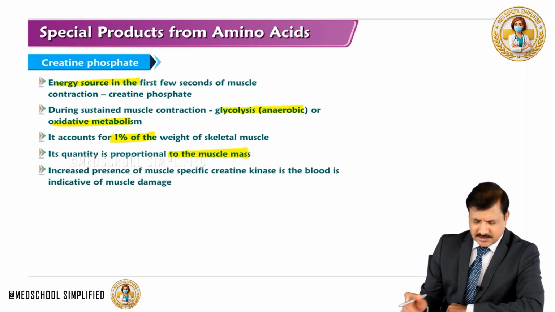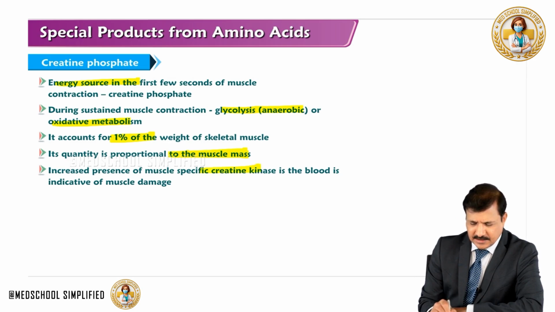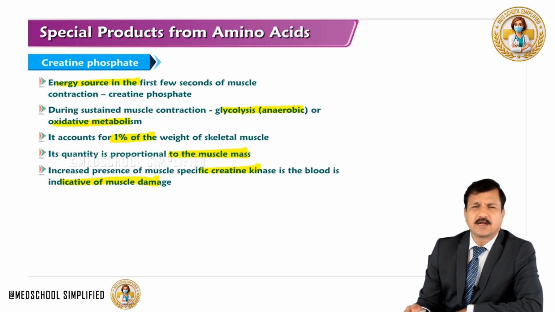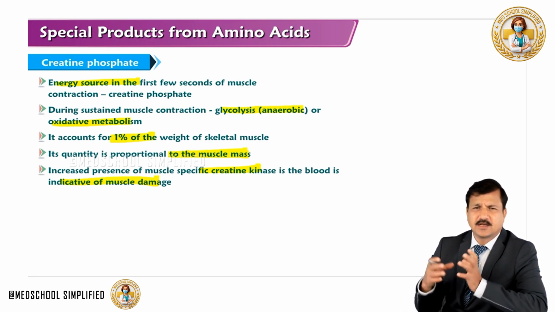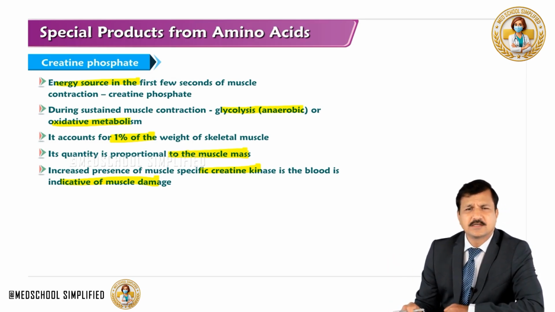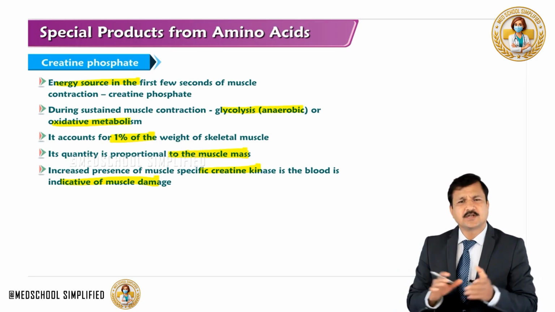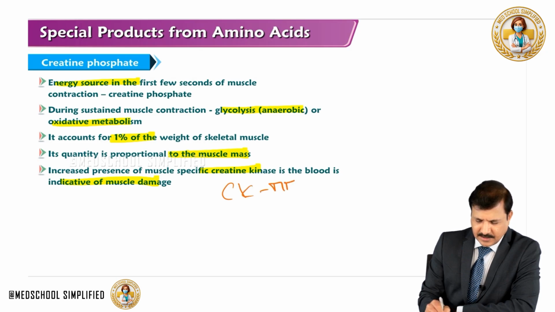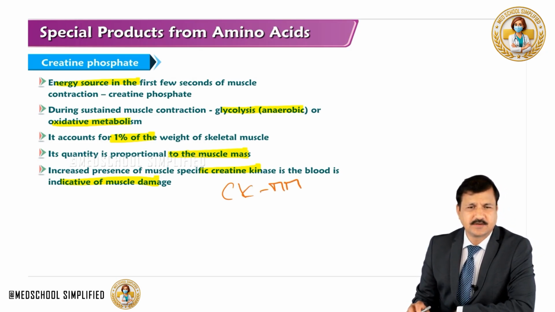So, increased presence of muscle specific creatine kinase in the blood is indicative of muscle damage, because creatine kinase, what it does, it is going to convert creatine into creatine phosphate. So, the higher the activity of creatine kinase, that means muscles are active, and also higher presence of creatine kinase in the blood indicates that there is damage to the skeletal muscle, and the things that are there in the skeletal muscle are simply excreted. So elevation of muscle specific creatine kinase, that is CK-MM, indicates damage to the muscle.